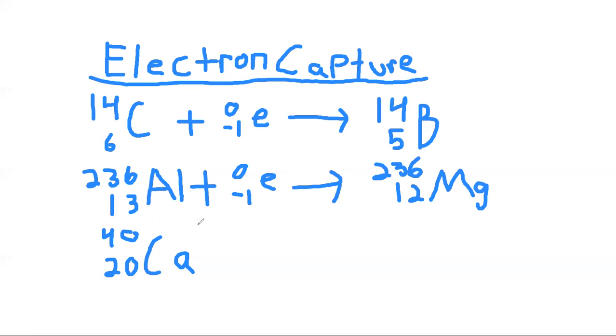And now finally for the calcium, we'll have our electron on the left side of the arrow. The mass will stay the same, and 20 plus a -1 will give us 19, which would give us potassium.